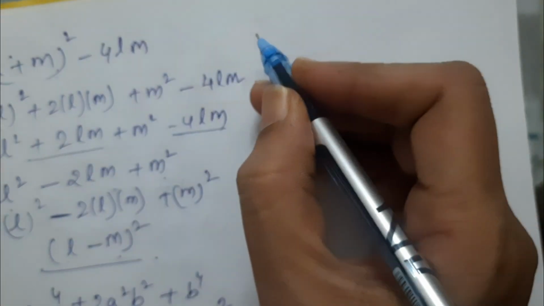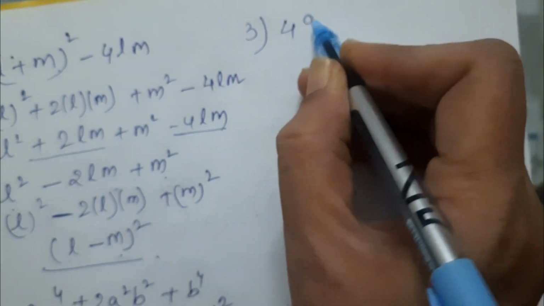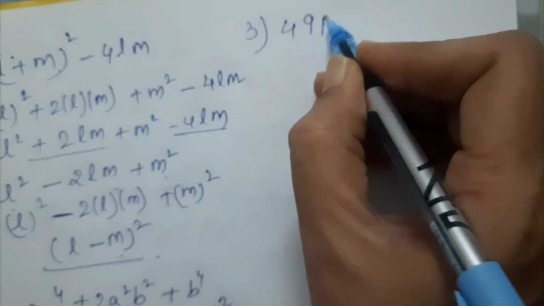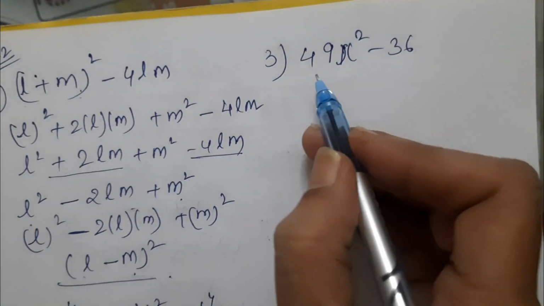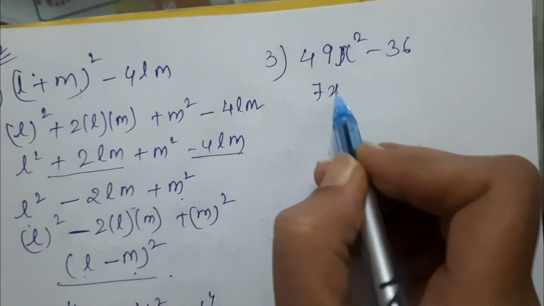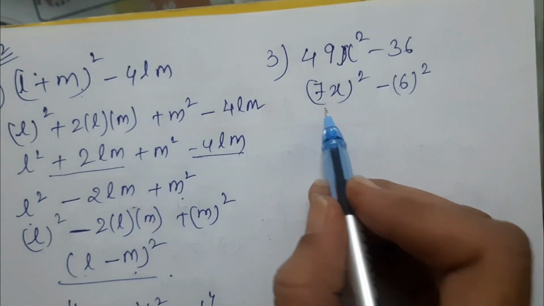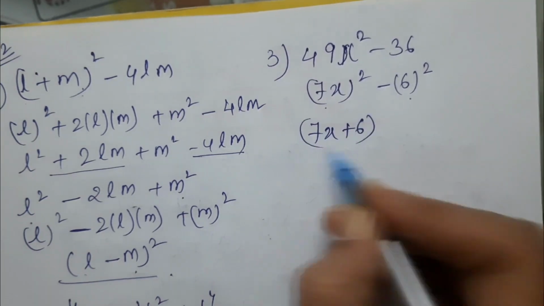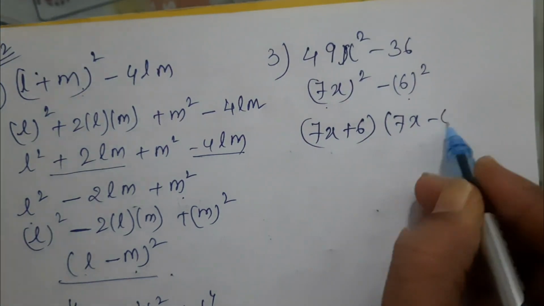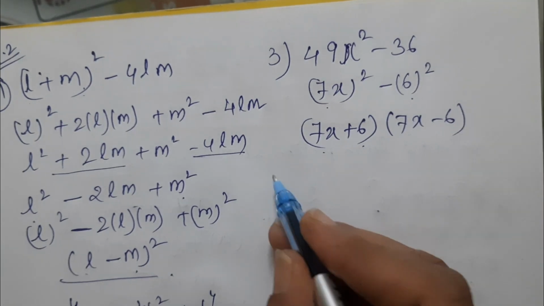Let's start with another example. Here it is given 49x² − 36. So again we'll check, 49 is the square of which number? It's 7², and then 36 is 6². Again we got the numbers in a² − b² form. So once we will write them in plus and once in minus. So the final answer is (7x + 6)(7x − 6).